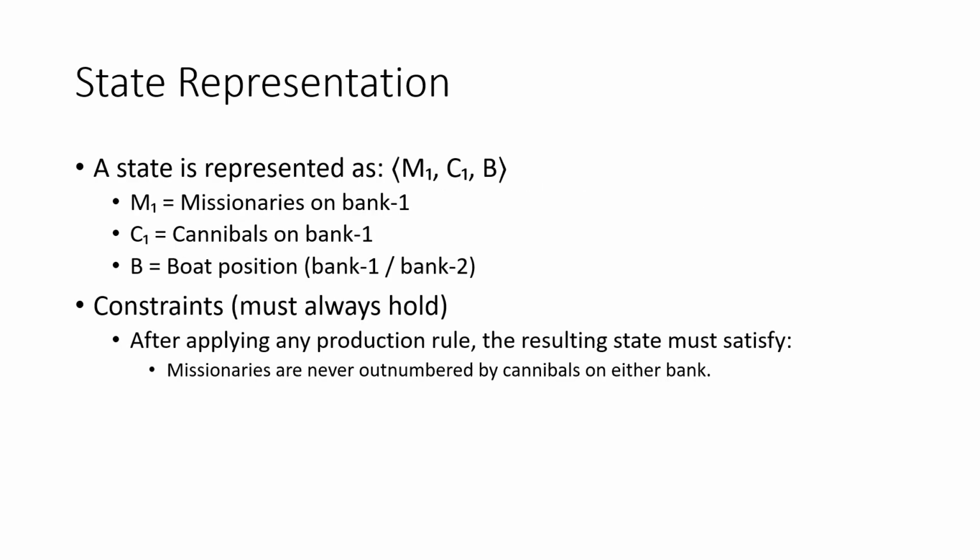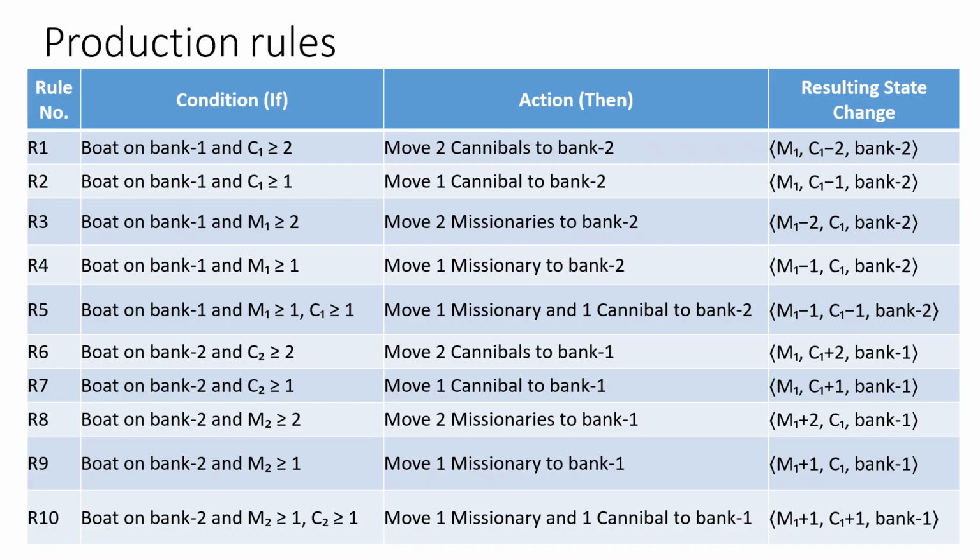So we will see the state representation. We will represent it as M1 C1 comma B. That means M1 is the missionaries on bank 1, and cannibals on bank 1 we can represent as C1, and boat position we can represent as B. After applying any production rule, the resulting state must satisfy that missionaries are never outnumbered by cannibals on either bank. So we will see the production rules. Here we can see the list of 10 production rules. We will see them one by one.